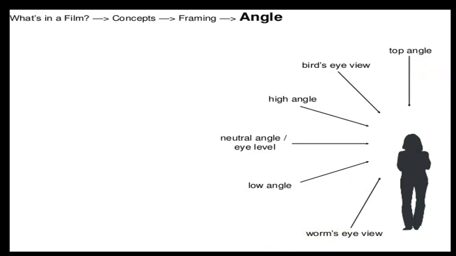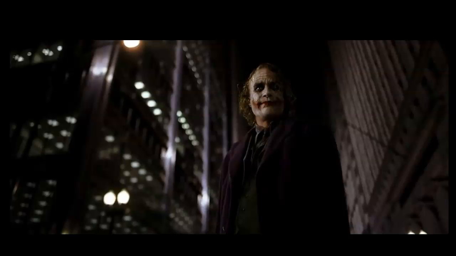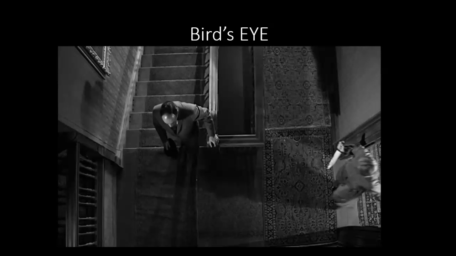The rule of thumb is that, all things considered, the low angle will lend the character a sense of power, as we see here with the Joker, whereas a high angle, and in this case an extreme high angle, lends the character a sense of smallness and helplessness. So, paying attention to where the camera is located.